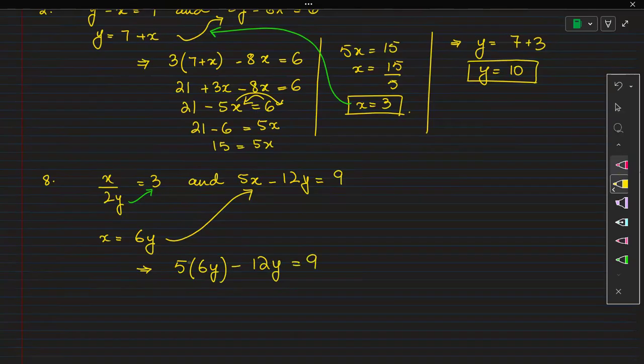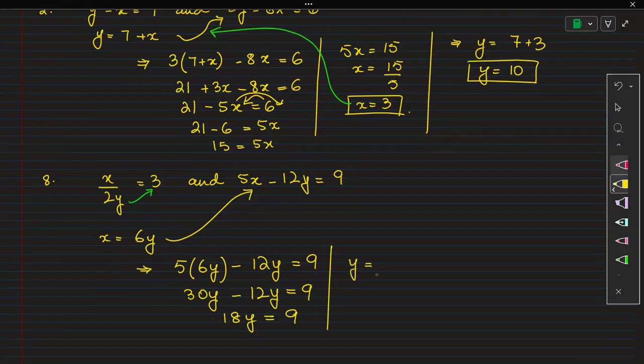Now we have to open this bracket. 5 times 6 is going to be 30. 30y minus 12y equals 9. Now these two terms are like terms. So we get 18y equals 9. Now I have to make y the subject. I have to drop this 18 to the other side, so it becomes the denominator. So 9 by 18 will be 1 by 2.